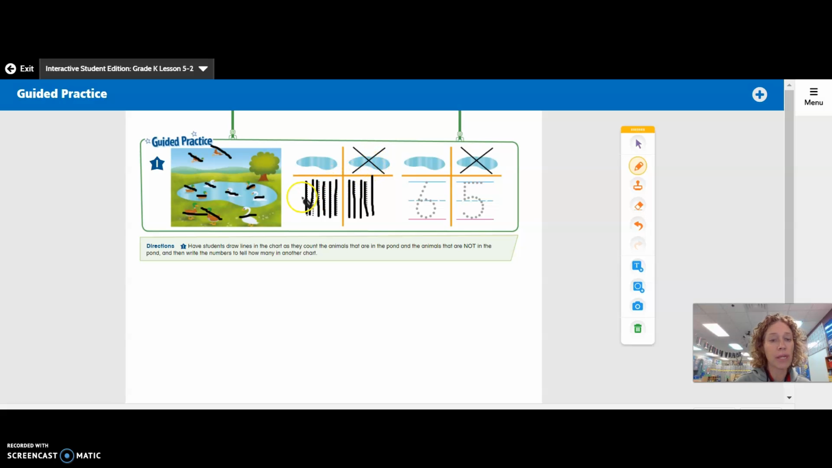Another way is to count, so I could count the tallies to see how many I had. 1, 2, 3, 4, 5, 6. I had 6 birds in the pond. Now let's count how many were not in the pond. 1, 2, 3, 4, 5. I had 5 birds that were not in the pond. They were either on the grass or in the air. Okay, so I showed you 2 different ways to count.